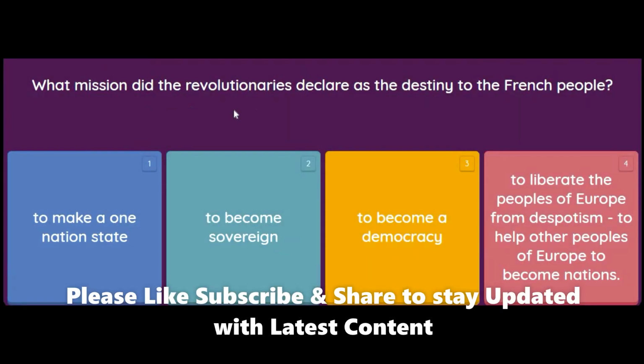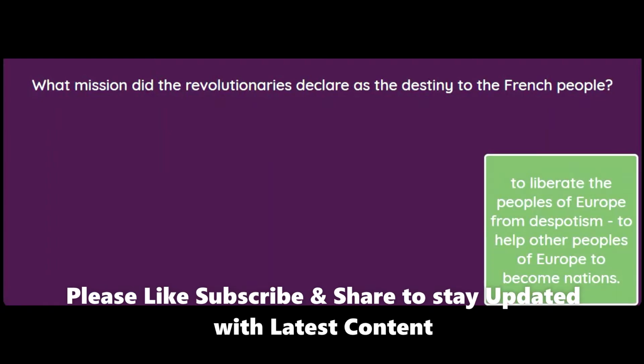What mission did the revolutionaries declare as the destiny of the French people? To make a one nation state, to become sovereign, to become a democracy, or to liberate the peoples of Europe from despotism and to help other people of Europe to become nations. I think we have done a similar MCQ in part 1. What is despotism? That was the mission of the revolutionaries, to liberate the people of Europe from despotism and to help other people from Europe to become nations.